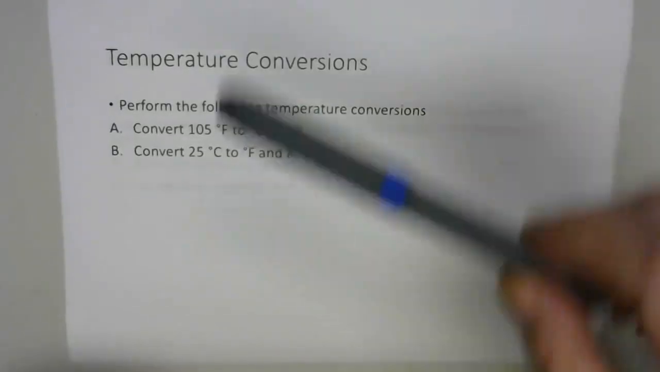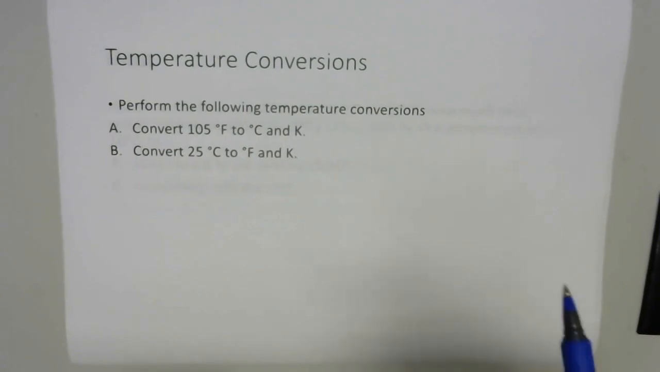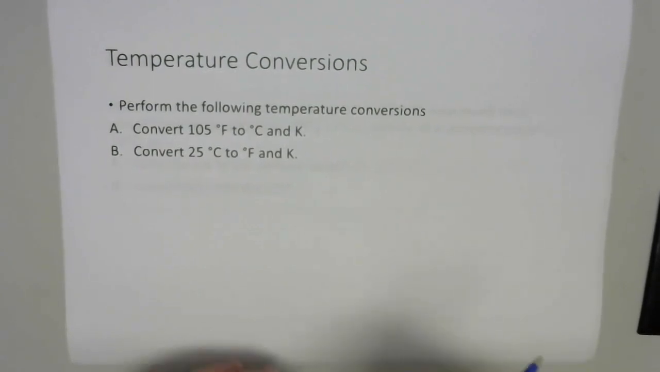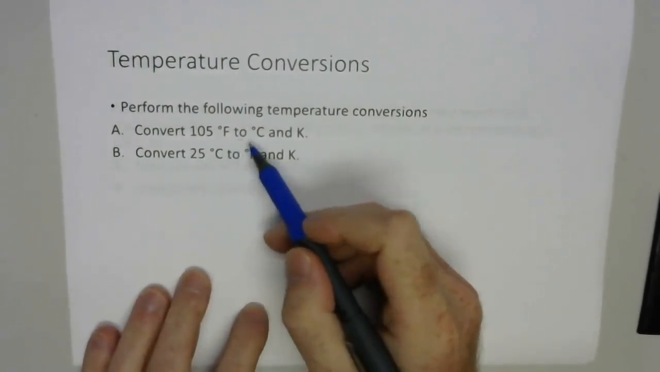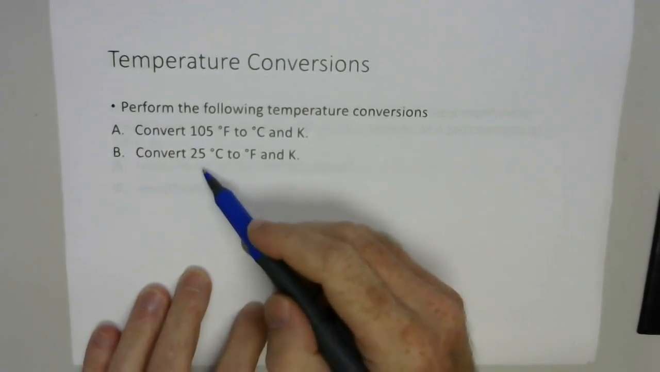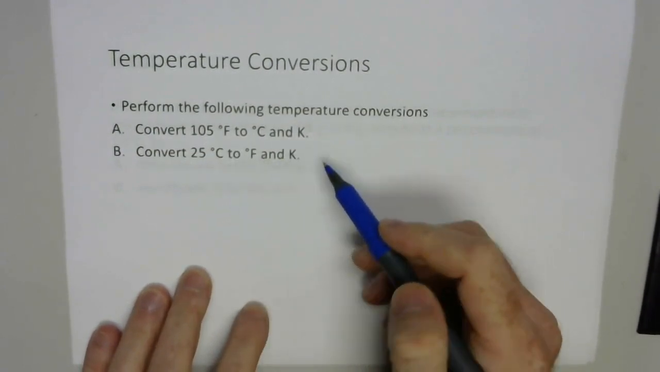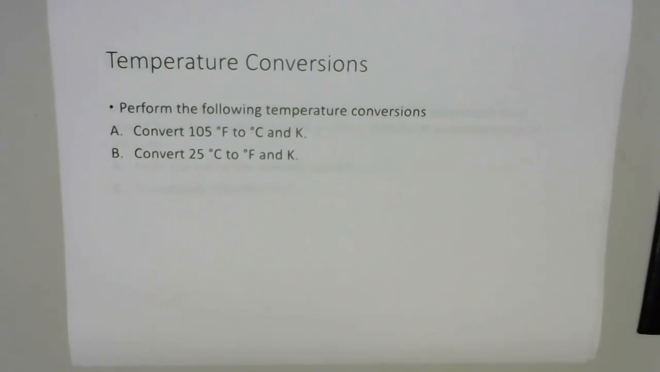Alright, this is a tutorial on temperature and heat. So if we look at a couple of problems here, let's look at some basic temperature conversions. First, we're going to convert 105 degrees Fahrenheit to Celsius and Kelvin, and then we'll start with Celsius and go to Fahrenheit and Kelvin. So what are our formulas for the conversion?